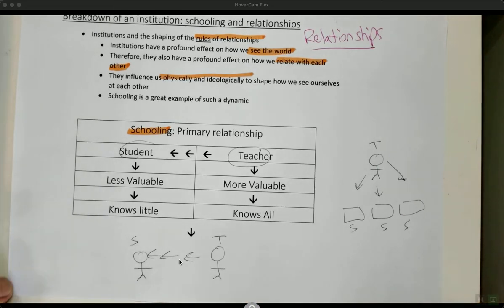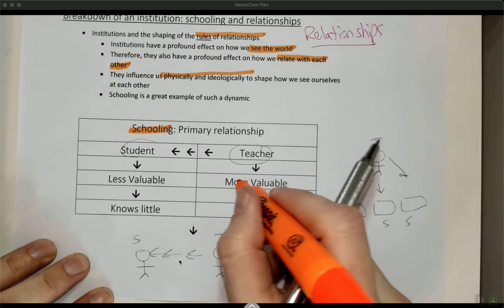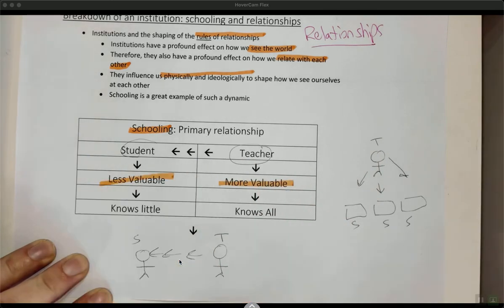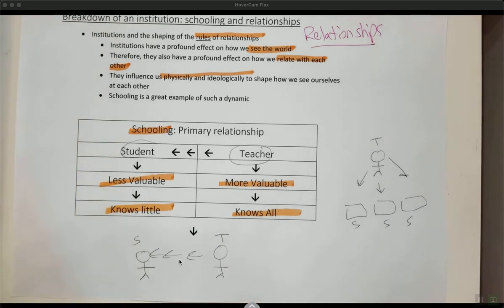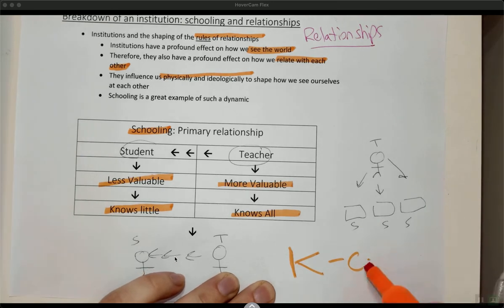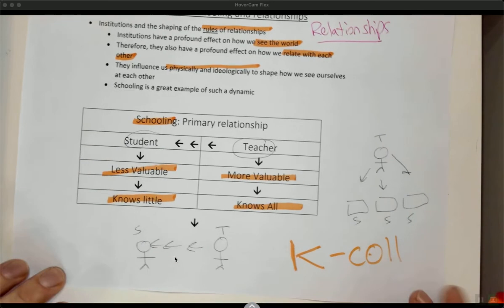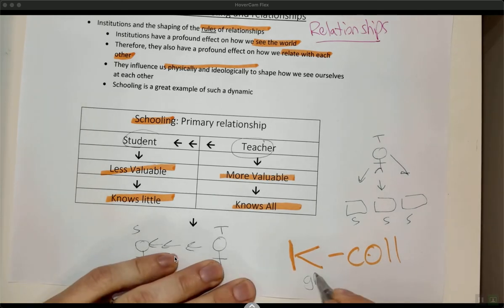In this case, the teacher ends up becoming more valuable and knowing more than the students themselves. So the teacher is more valuable, the student is less valuable. The teacher knows all, and the student knows little. So this ends up setting a precedent for how you're going to interact. So maybe from the earliest days, from kindergarten, all the way up to now we're in college, we have this dynamic where the teacher is always more valuable than the student. So what happens then when you graduate?